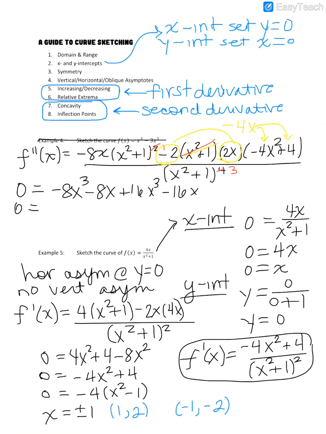All right, now I'll combine some like terms. So I have 8x cubed minus 24x. I'll pull out an 8x, x squared minus 3. Okay, so I have two values here, and those would be x equals 0 for the 8x. The other one is positive or negative radical 3.